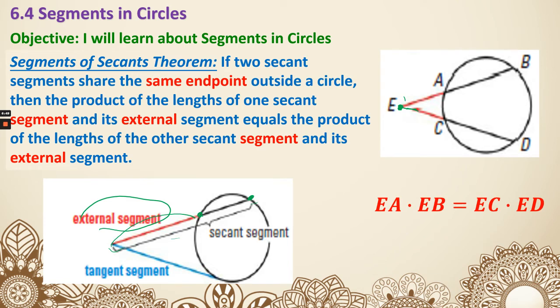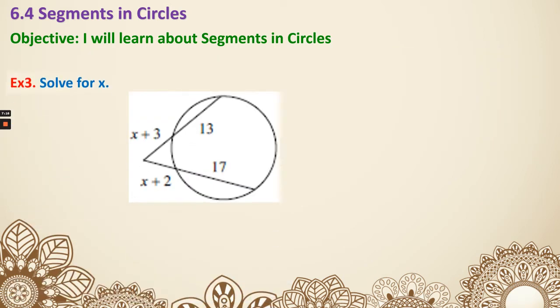Something to be careful with. It's not just 2 parts. It's not just this part times that part. It is, in fact, the external part times the whole thing. The external part times the whole thing. That's kind of the difference between this and the previous one. The previous one, you just separate the segments. There's nothing to be multiplied with the whole chord. But here, when you have a point outside the circle, you do need to do external part times the whole thing. Now let's look at some examples.